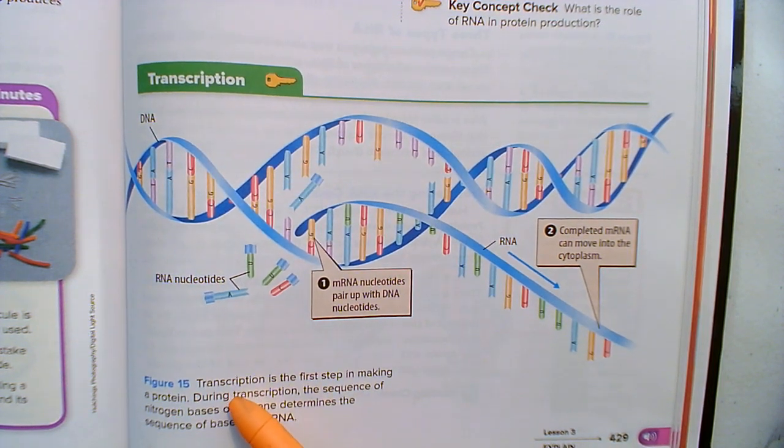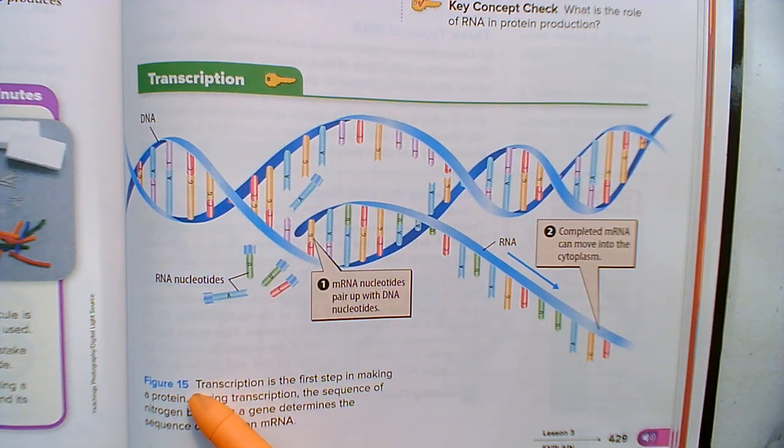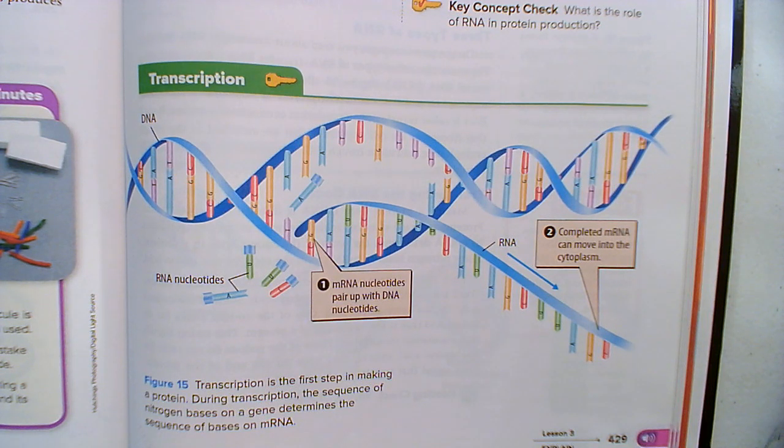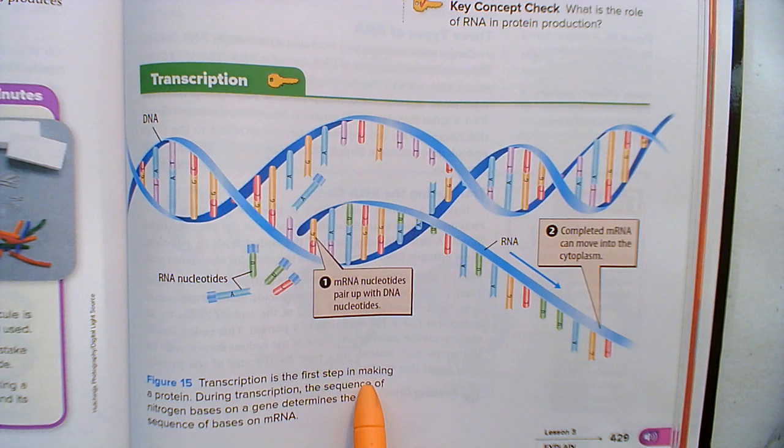So transcription, remember trans, like across something, and script meaning to write. So it's the act of writing something down, writing that genetic code down to move it across the nuclear membrane to get it out of the nucleus and into the cytoplasm. All right, so transcription is the first step of making a protein.